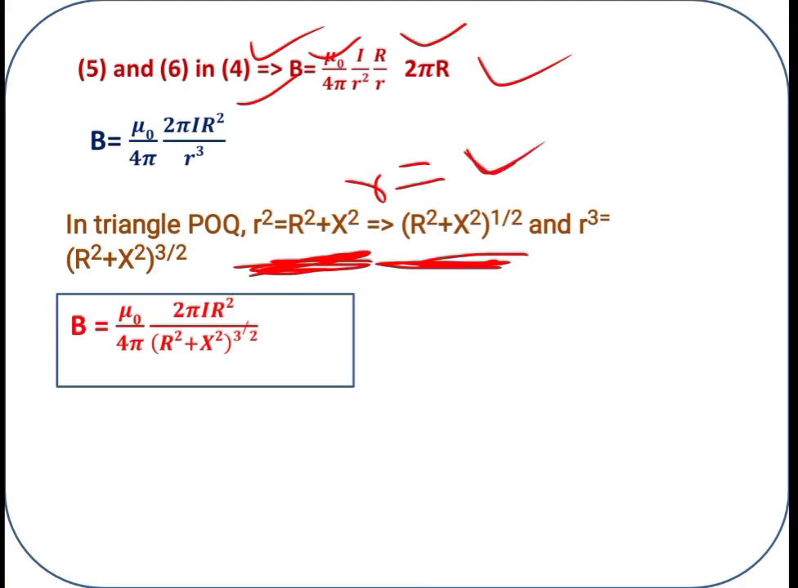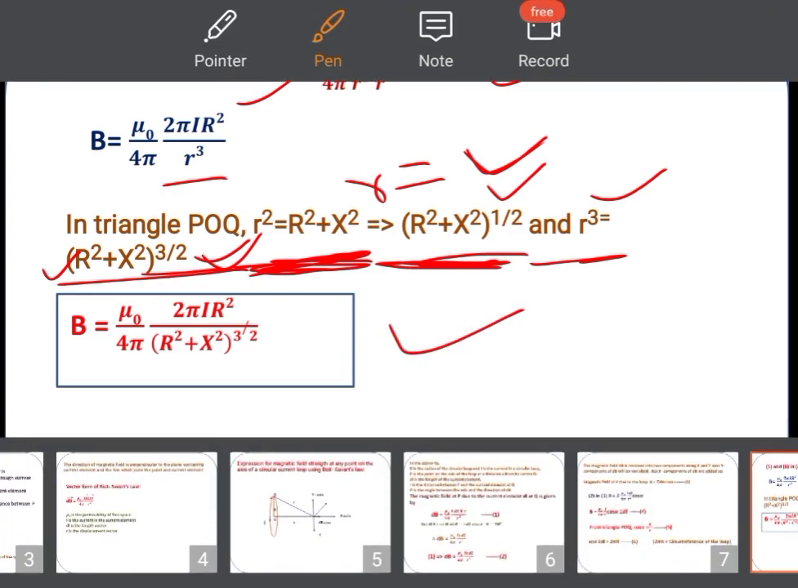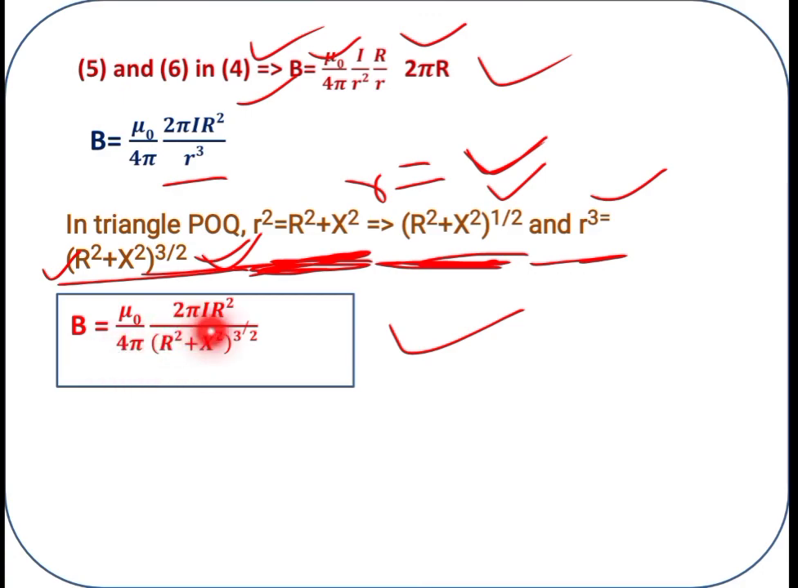Now we know what r is. Can we write for r cube? r cube is nothing but R square plus x square raised to 3 by 2. Why 3 by 2? Because already we know that this is 1 by 2, but r cube is there, that is the reason the power changes to 3 by 2. If we substitute this value instead of r cube, then total magnetic field B is equal to mu naught divided by 4 pi, 2 pi I R square divided by R square plus x square raised to 3 by 2. So this is the final expression for the circular loop.